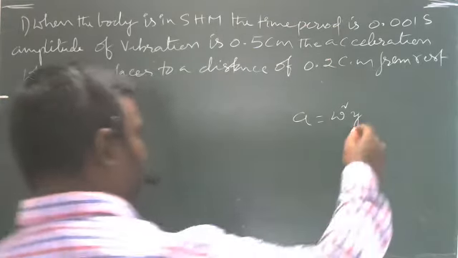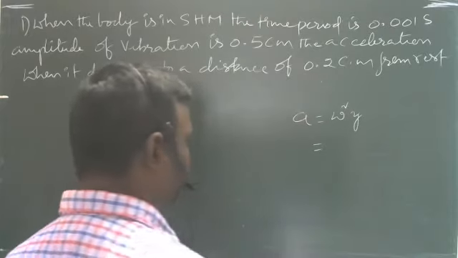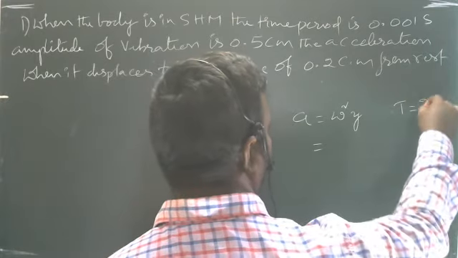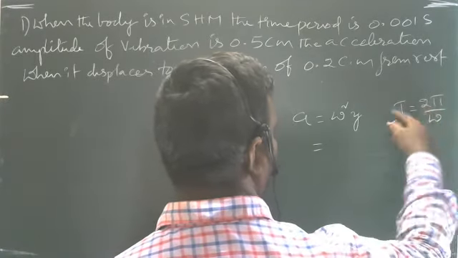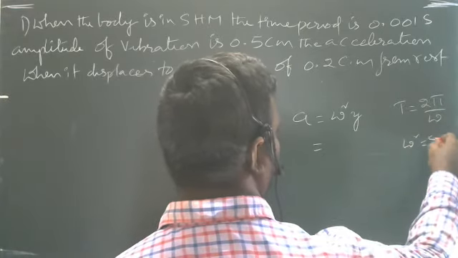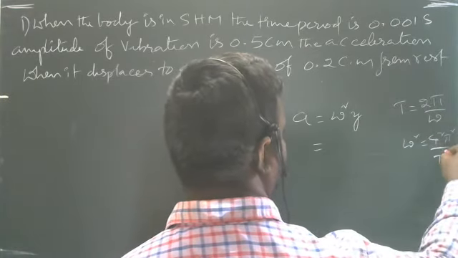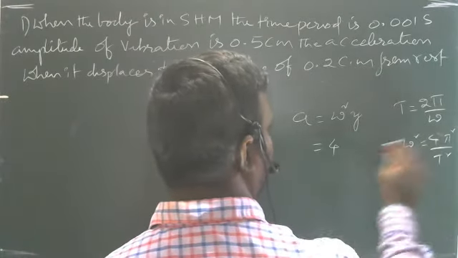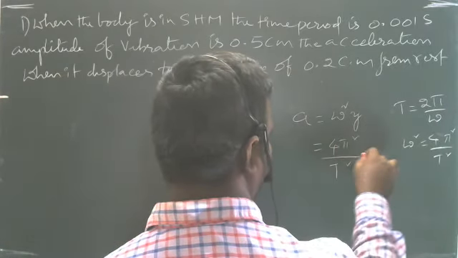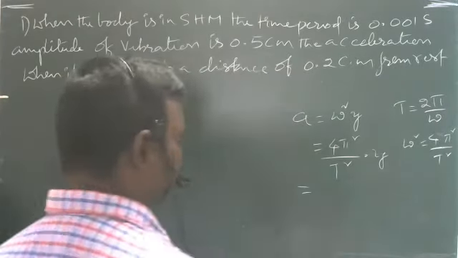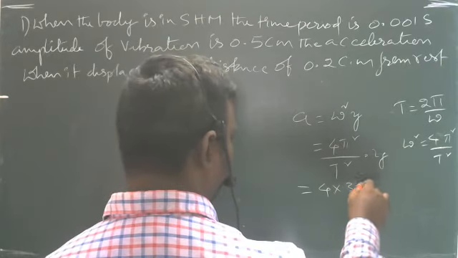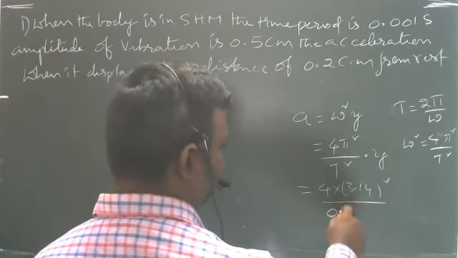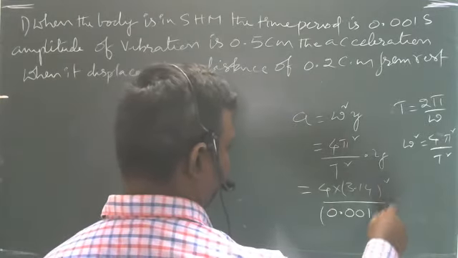Okay, so what about omega? You know very well, t is equal to 2 pi by omega. So omega square is equal to 4 pi square by t square. So this is 4 pi square by t square into y. What is the value? 4 into 3.14 whole square, by what is the time period given? The time period is given as 0.001 whole square, into y.